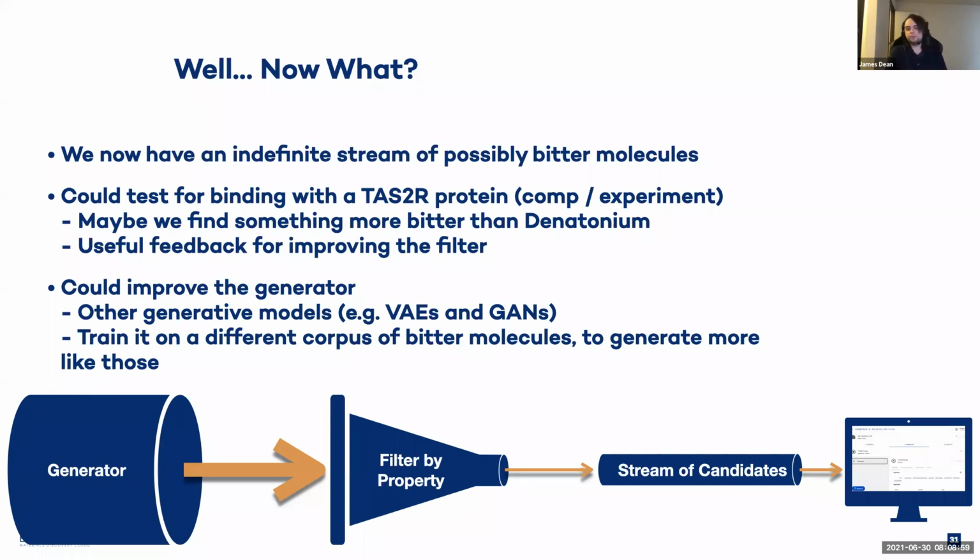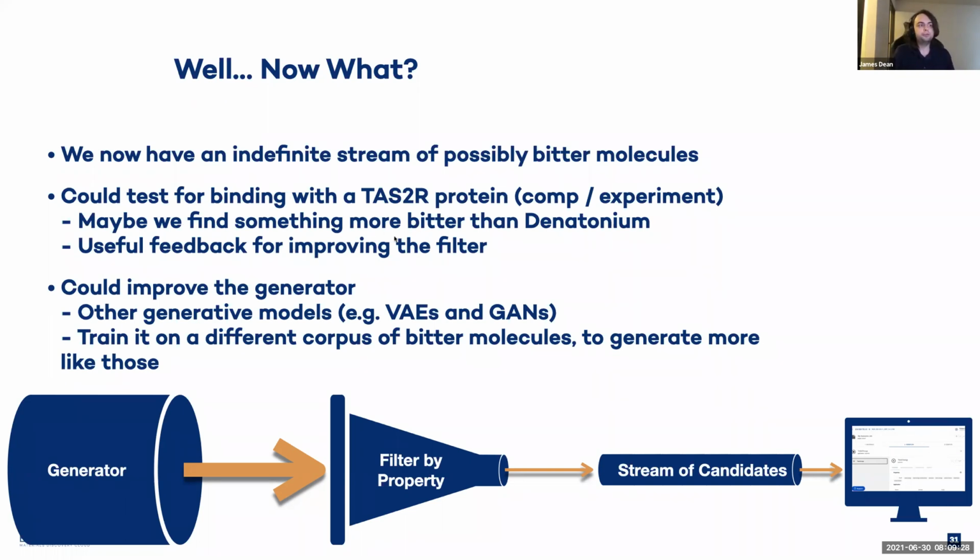Well, of course, if we were interested in identifying bitter molecules, we could maybe test for binding to the protein that causes the sensation of bitterness, TAS2R. We could do this computationally, because there are some guesses out there for what it might look like that certainly have binding sites, so maybe a docking study. Experimentally, maybe they're synthesized and this test is carried out. Maybe we find something more bitter than denatonium.